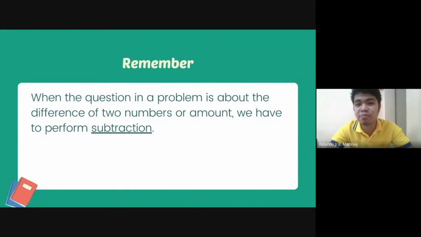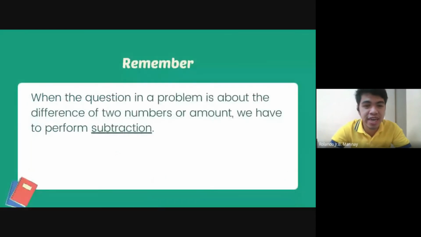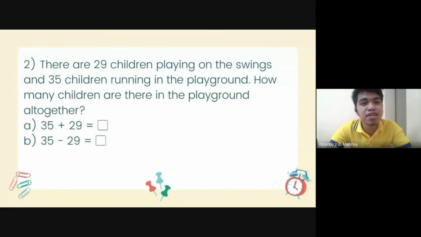Remember, when the question in a problem is about the difference of two numbers or amounts, we're going to perform subtraction. For example, we can go back to the problem. The question is, how many more tilapia did Tom sell than the snakehead fish? Since we can see the words more and than, that is subtraction. We can also see sometimes fewer. How many fewer tilapia did Tom sell than the snakehead fish? That is still subtraction. So remember that.